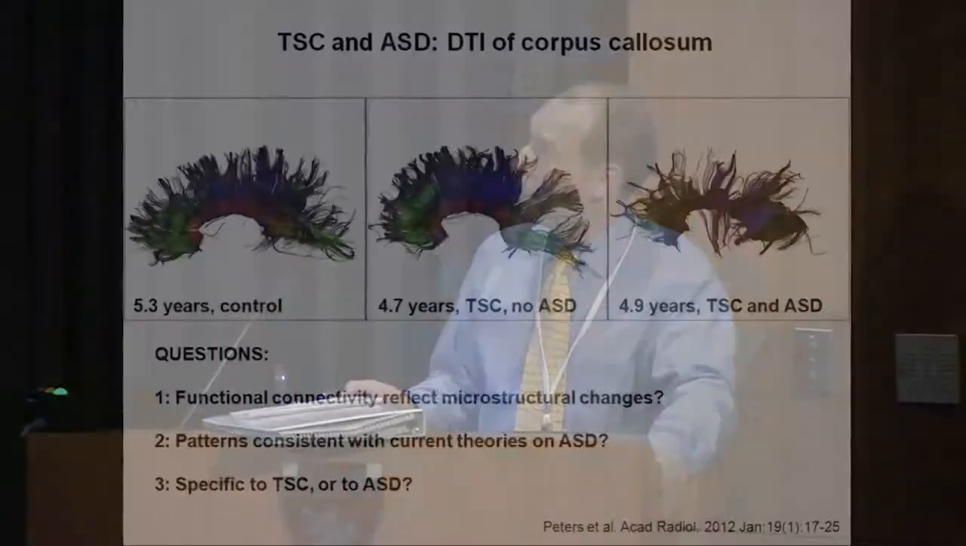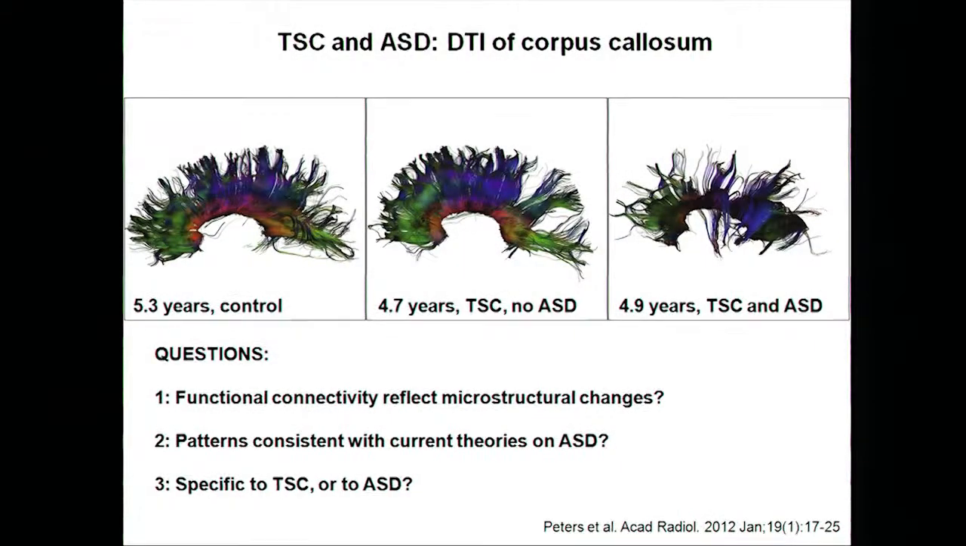DTI, diffusion tensor imaging, is a diffusion-weighted technique in MRI which looks at the diffusion of water molecules, and you can infer anatomical barriers if water cannot diffuse in a certain direction. If you line up all these preferential diffusion directions, you can build these beautiful three-dimensional tracts, in this case the corpus callosum.